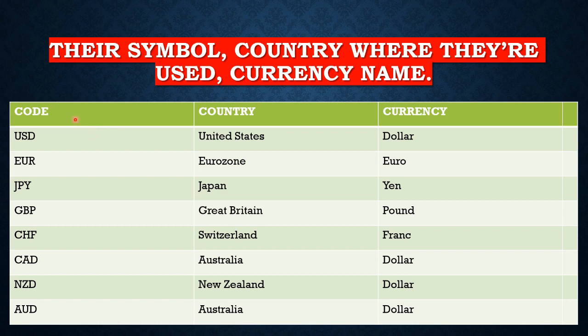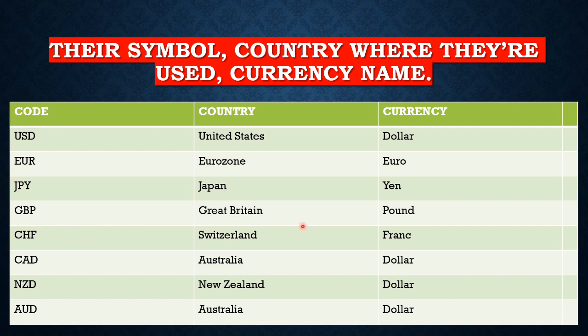USD is the code. It stands for what? For dollar. In which country? United States. Code for this one is JPY. Country is Japan. Currency is yen. So notice this: since you'll be trading forex, you won't say dollar, you will say what? USD. And you know USD stands for what? For dollar. Dollar from where? From the United States. You understand?